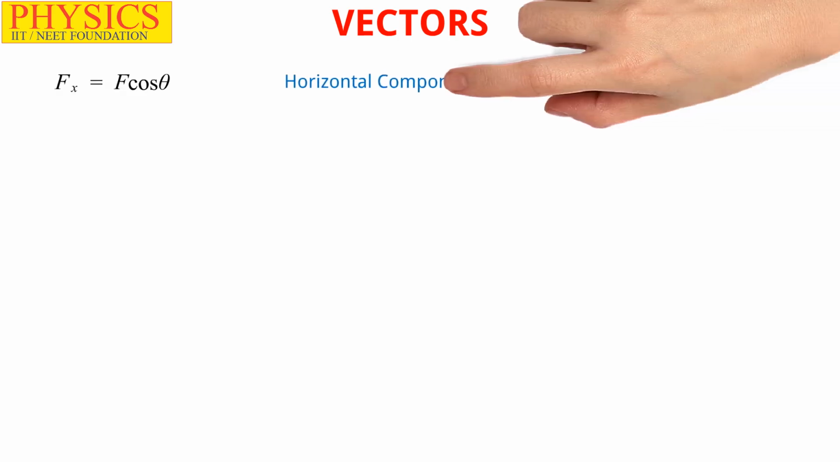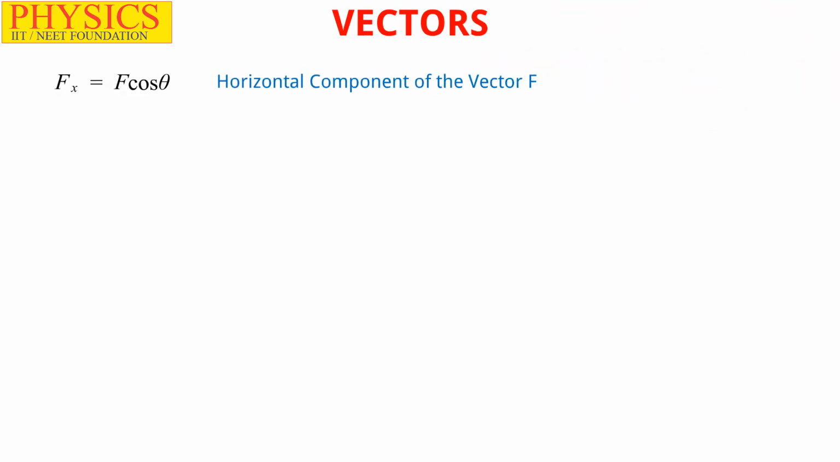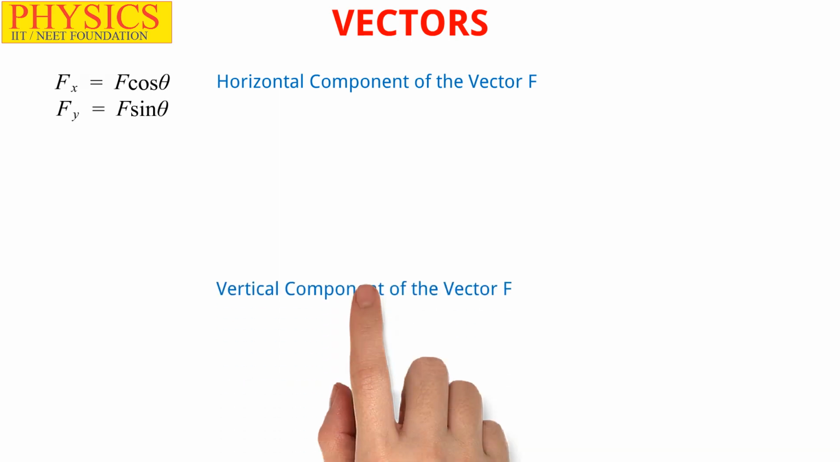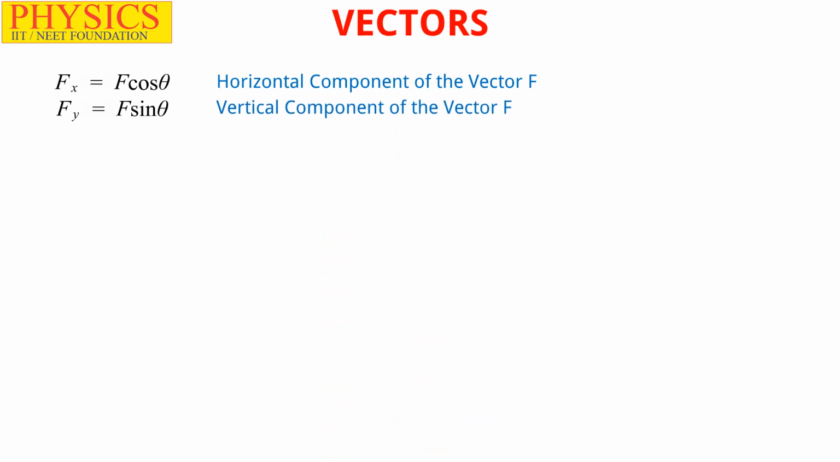Here Fx equal to F cos theta is called the horizontal component of the vector. Remember this. What is the horizontal component of the vector F? Fx equal to F cos theta. Similarly, Fy is equal to F sin theta, which is known as the vertical component of the vector. Okay. Now let us see an example.